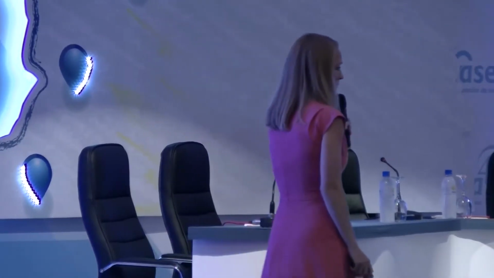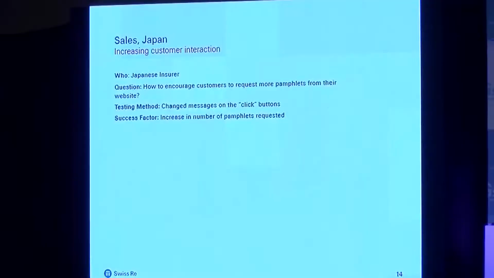So the first one is from the digital space. In this case, we were working with a Japanese insurer, and what they already knew about their customers was that if they already make the step of requesting a pamphlet or a catalog to be sent to their home, they're much, much more likely to buy life insurance. So the behavior that they wanted to encourage was to get more people to request this pamphlet.